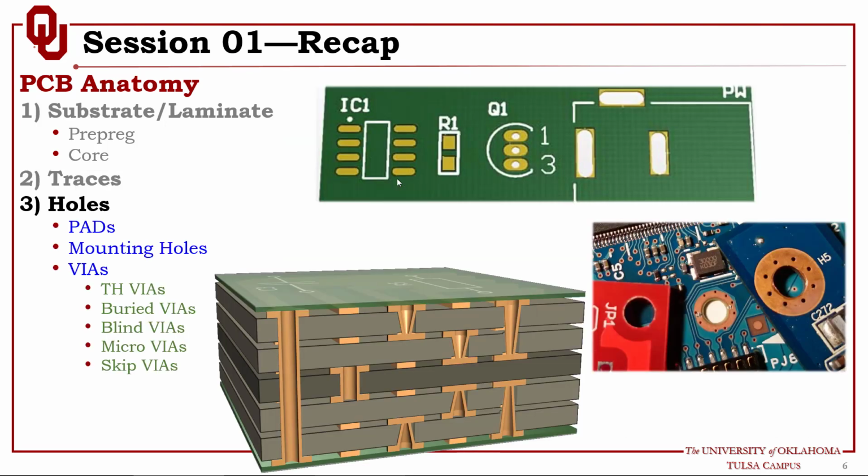Now, when it comes to the third element, which are the holes, they can be classified into pads, mounting holes, and vias. The pads can be defined as contact areas for soldering components, test points, and so on. If we take a look at this example here, these are pads, and the first one here we have pads for a surface mount component, which is an integrated IC. Here we have a surface mount resistor, and these are the pads for the resistor. And here we have through hole pads for a transistor, and here we have slots, and this is a power jack.